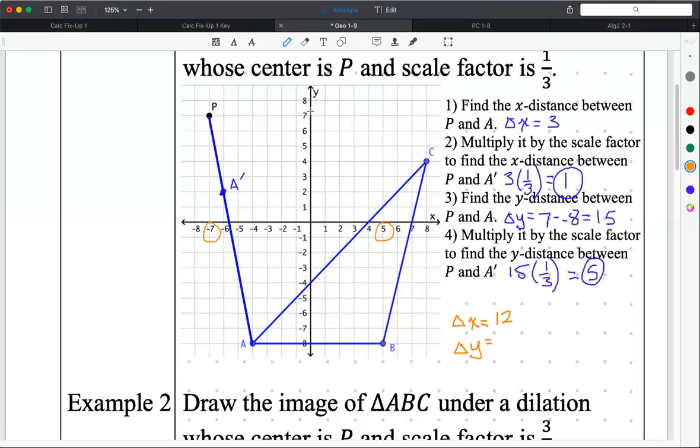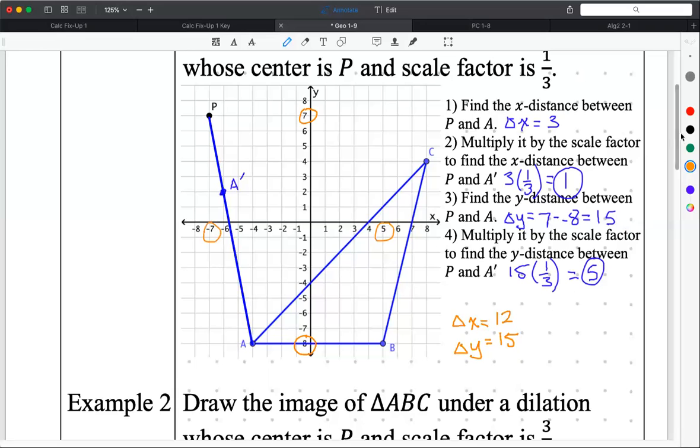Now I need to find my change in Y. So look at the Y coordinates. P's Y coordinate was 7, and B's Y coordinate is -8. What is the change from 7 to -8? What's the total distance there? What is 7 minus -8? 15. Yes, 15. Nice. So come down here and say 15.